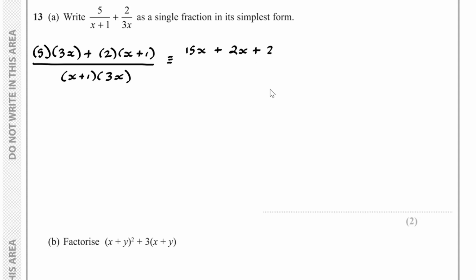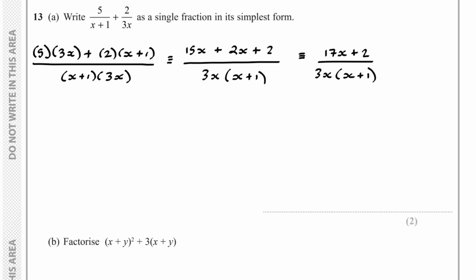so that's just expanding all the terms on the top, and on the bottom no need to expand all this. The reason for that is because we want this in its simplest form, so where we can, we factorise common terms. So on the bottom we've got 3x lots of x plus 1. So hopefully you can see here, all this simplifies to 17x plus 2, and on the bottom we've got 3x lots of x plus 1. Okay, so this here is our answer.